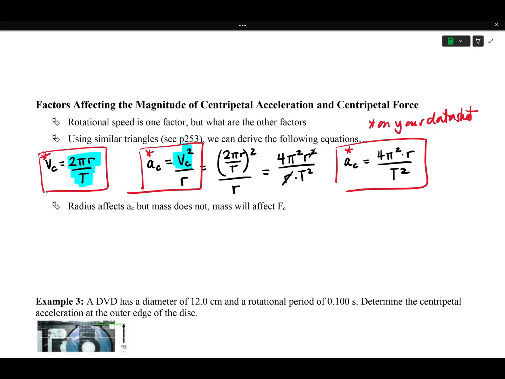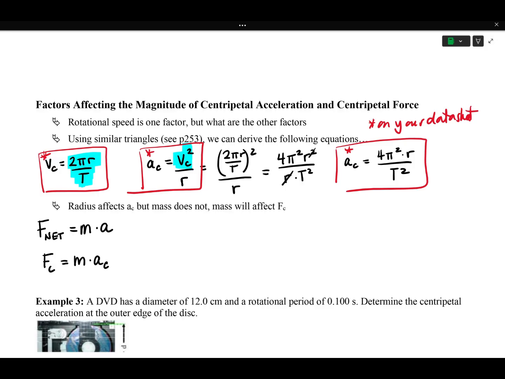So remember, when we look at F net, we can determine the F net by taking the mass of the object and multiplying it by its acceleration. Remember, Fc, or centripetal force, is just like a net force. It's all of those center-seeking forces. So it will also be equal to the mass of whatever object we're looking at and the centripetal acceleration of that object.